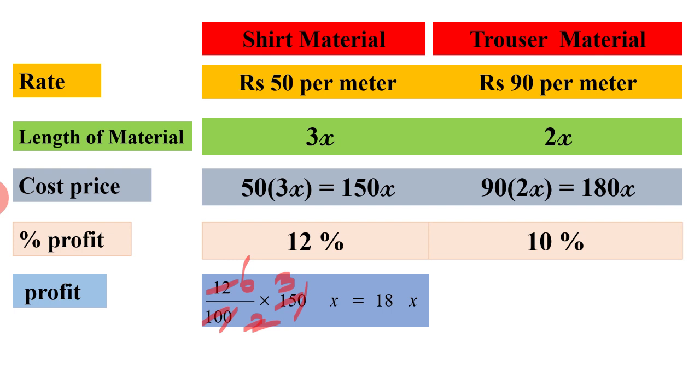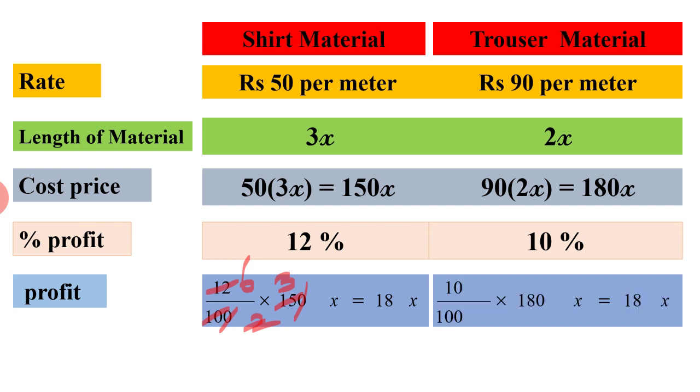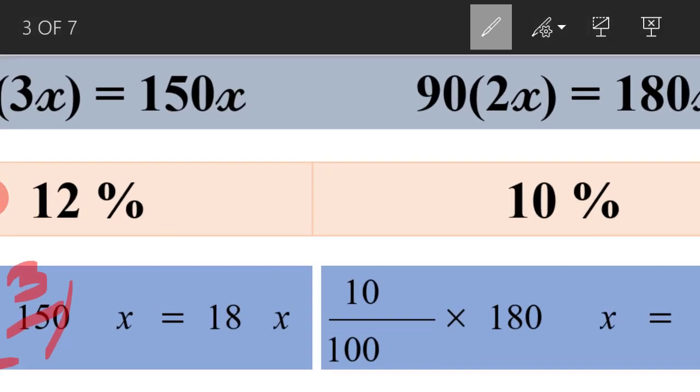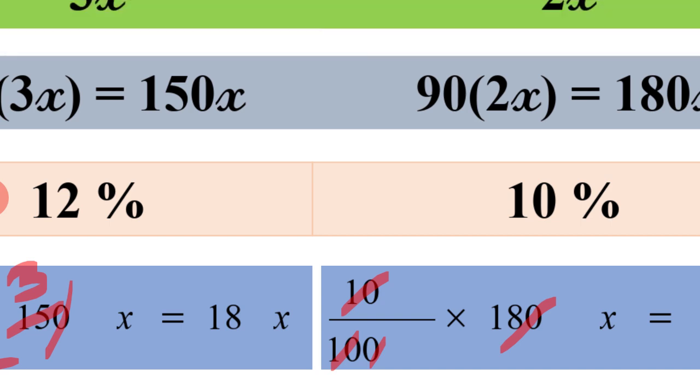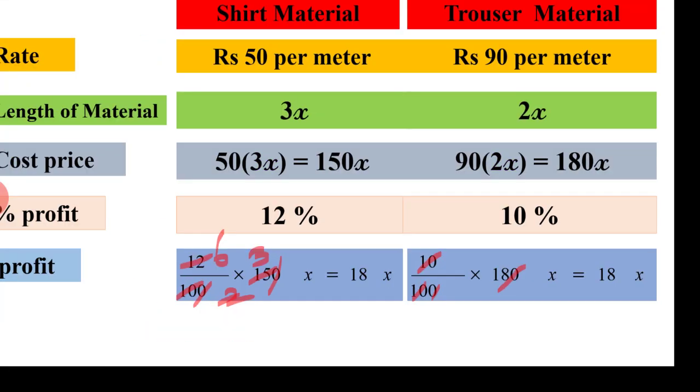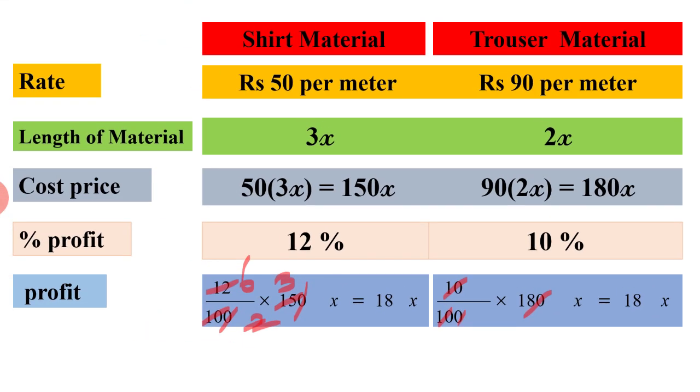Similarly, can we calculate how much profit there will be with trouser material? It is 10 upon 100 because it is 10%. So 10 upon 100 into 180x, and again you can see the cancellation. 0, 0, now 10, 10 will cancel and it will be 18x. Isn't it? So what is the profit now, children? 18x.